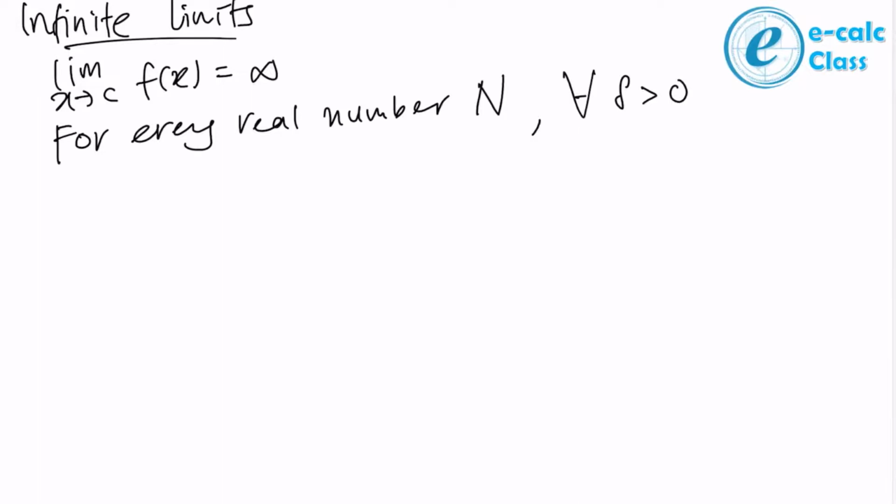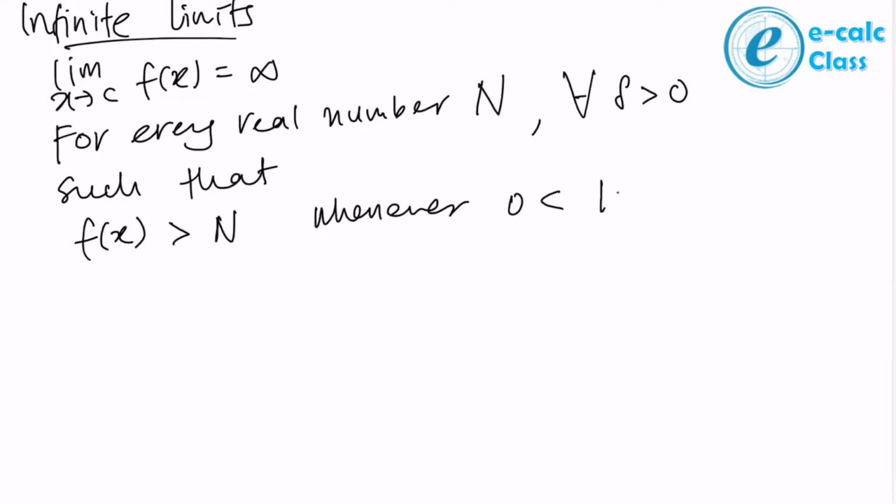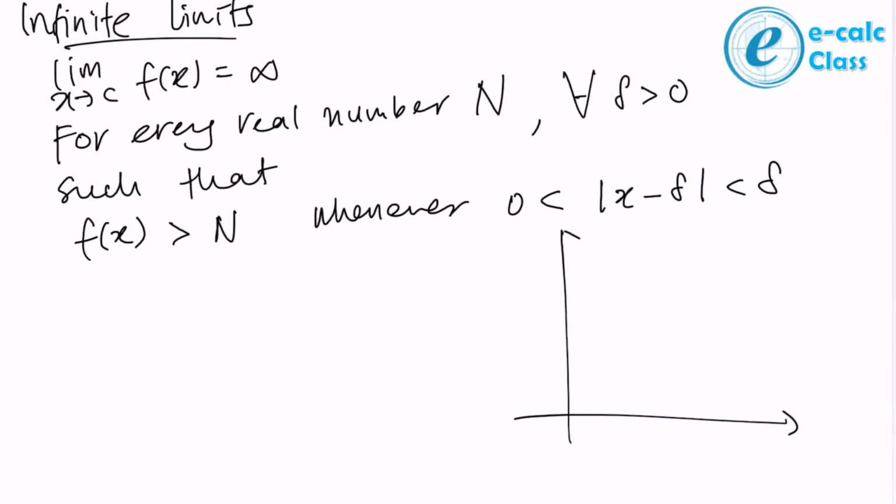Why? Because now we are dealing with the x. There exists a very small positive number, we call it delta greater than 0, such that your f(x) is greater than n whenever 0 is less than the absolute value of x minus c, which is less than delta. This is actually very easy to understand if you can understand the previous one. So if your c is here, this is c plus delta, c minus delta from here and delta.